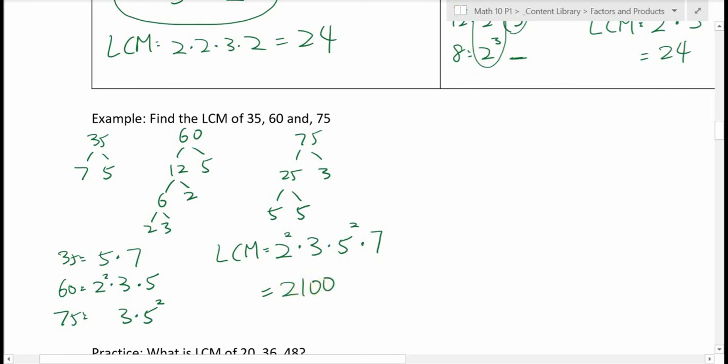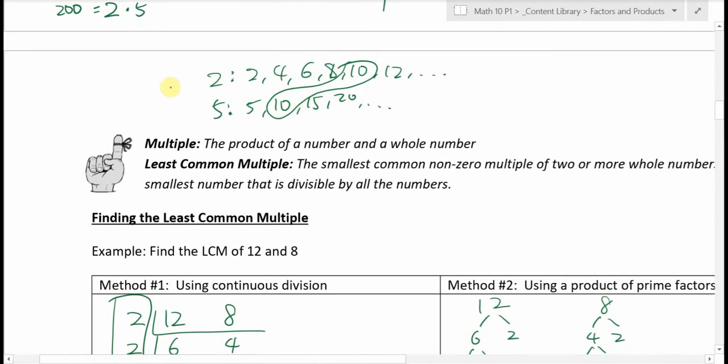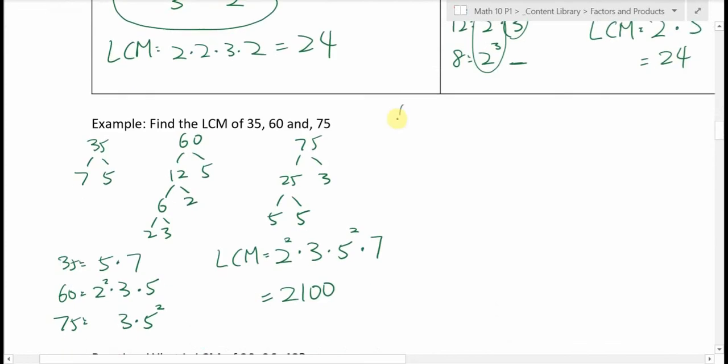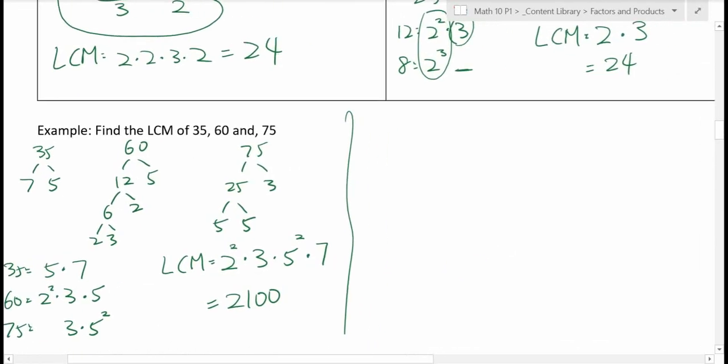Okay, so it's a large number. So in this case, writing out their multiples, if you do it this way, that probably is not a good idea, right? Because it'll take a while to get there. Okay, so this is the prime factorization method.